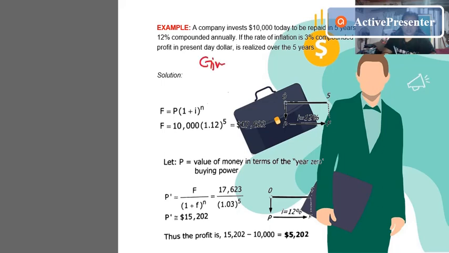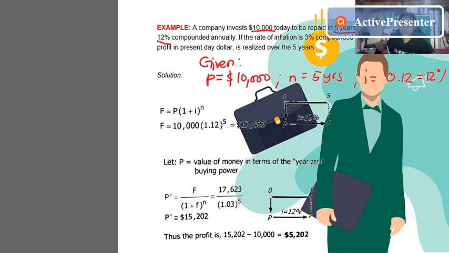First, we need to write our givens from the problem. It gives an investment of 10,000, the number of years is 5 years, and the interest is 12% compounded annually. So we have i equal to 0.12 or 12%.